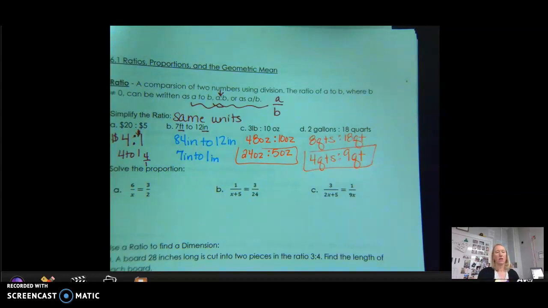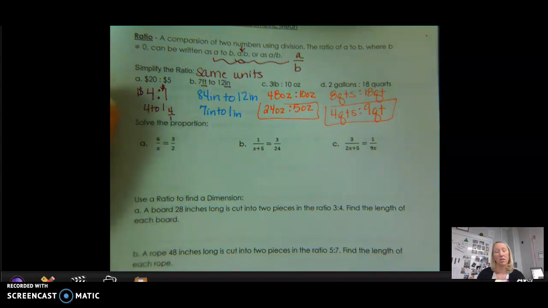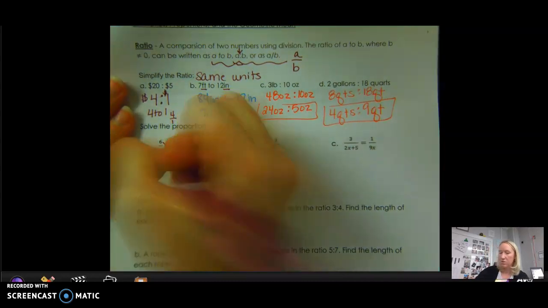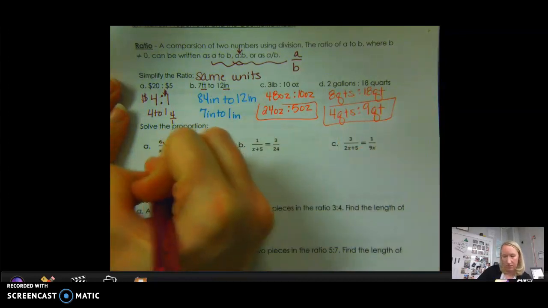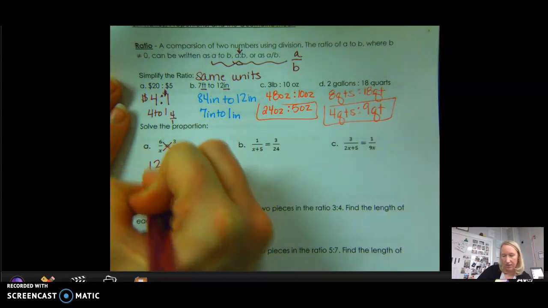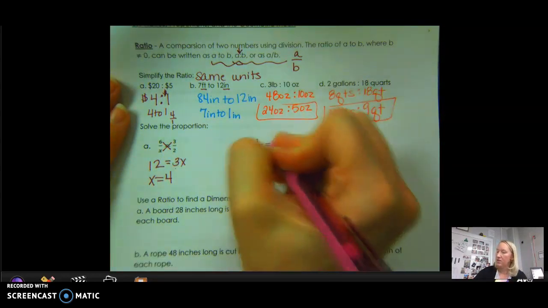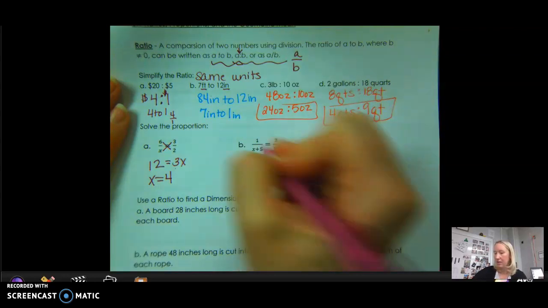Okay. Solving proportions. So this is kind of a review of what you've done in the past. Okay, so proportion is where you cross multiply and divide. So I'm going to cross multiply that. 6 times 2 is 12 equals 3 times x is 3x. I'm going to divide by 3, so I get x equals 4. Go ahead and pause me, try B and C, unpause me when you're done.